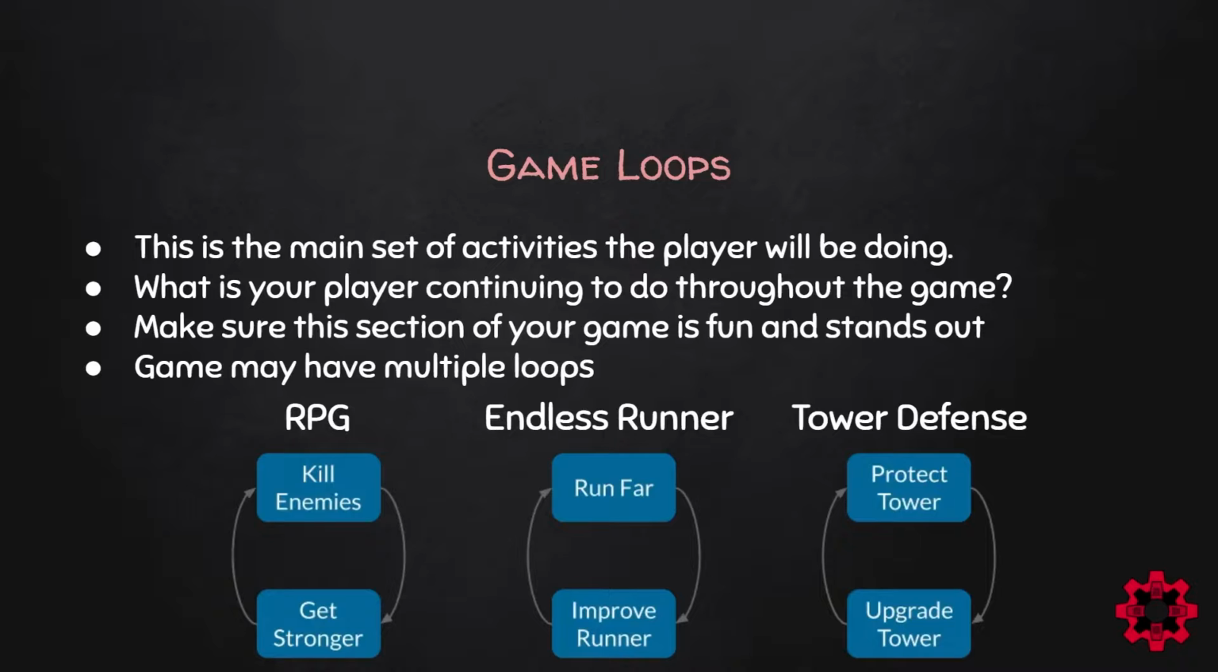So let's take a look at the examples we have here. RPG. What's the core loop of an RPG? You kill enemies, you get stronger in most RPGs. Endless runner. What do you do? You run far, you improve the runner, and then you keep running far. Tower defense. What do you do? You protect your, that should say, headquarters or base or whatever. But you protect something, and then you upgrade your towers to protect that something. And you keep going back and forth, back and forth.